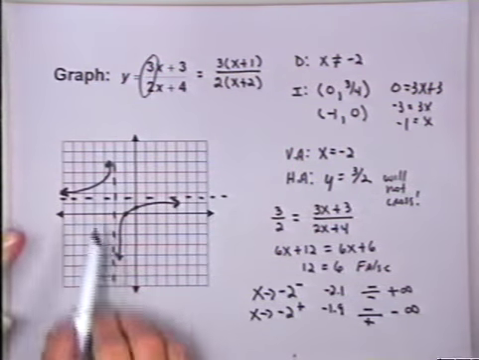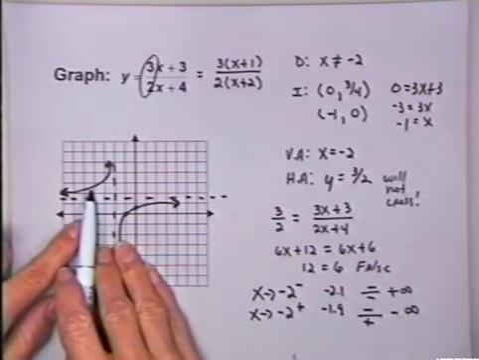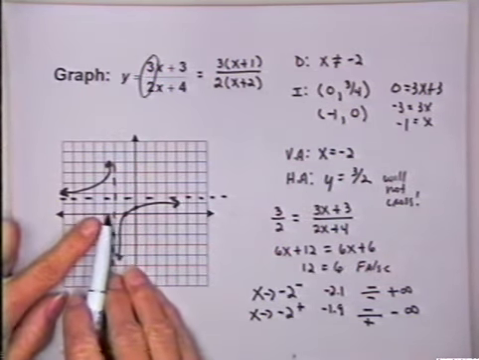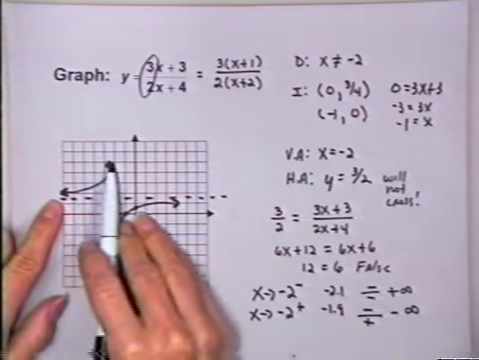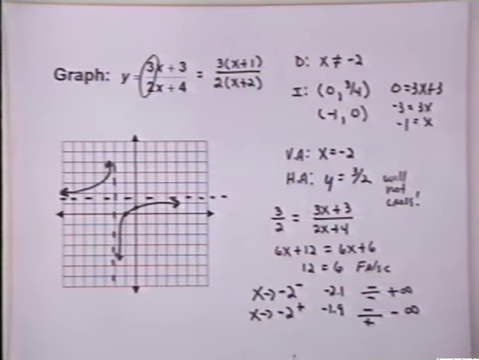Again, your instructor may want you to get a few specific points. So you could choose x equals negative 3 or negative 4 and get specific points that this part of your graph is going to go through.